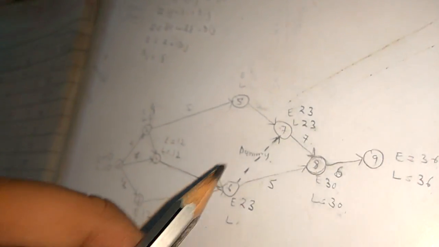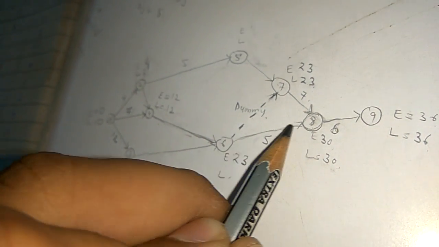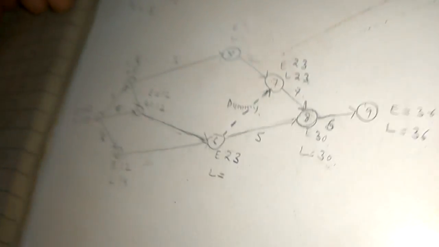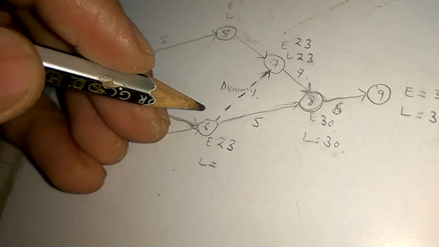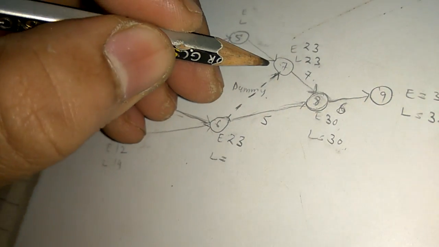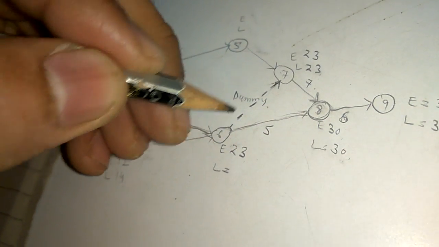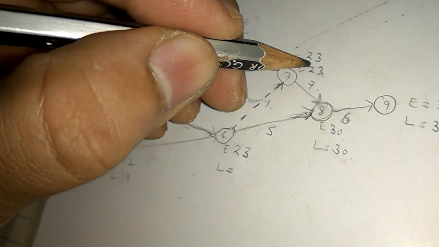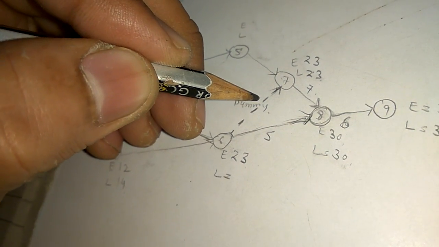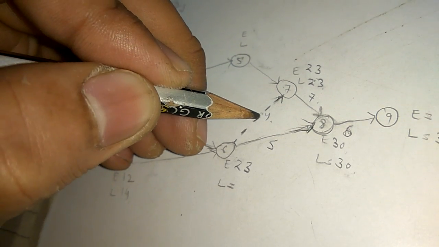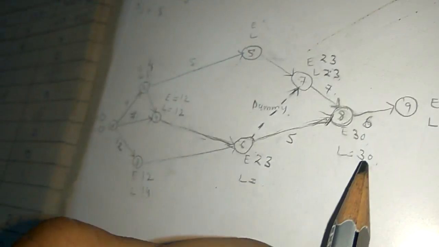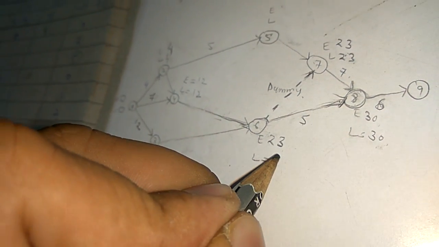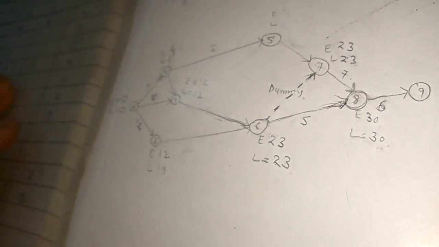Between 6 to 8, if duration is 5, then what will be the value of Li? Because at this node there are 2 arrows, between 6 to 7 that is a dummy arrow, and between 6 to 8 this is the real arrow. Dummy means there is no duration, so 23 minus 0 is 23, and here 30 minus 5 is 25. Whichever is lower, 25 or 23? 23. So 23 will be the value of Li at node 6.